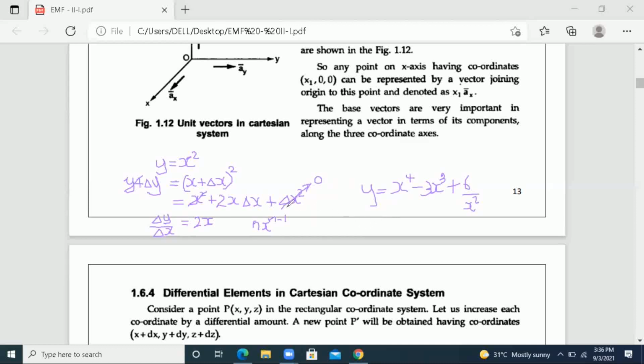But since we now know this relationship, it's an easy thing. It just amounts to 4x cubed minus 9x squared minus 12 over x cubed. All because we know what it is all about.